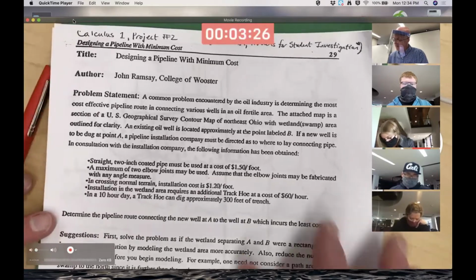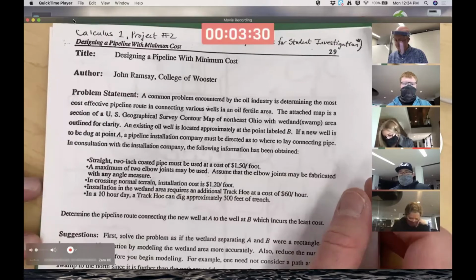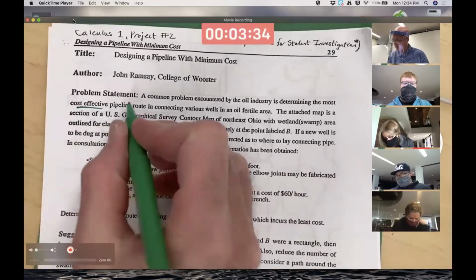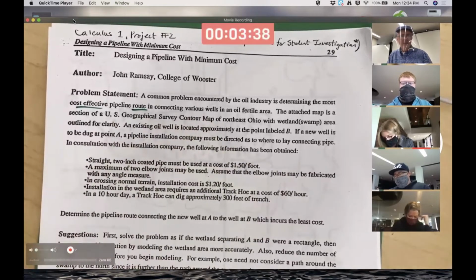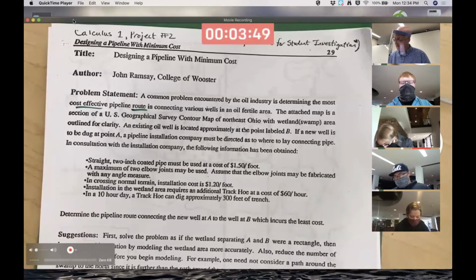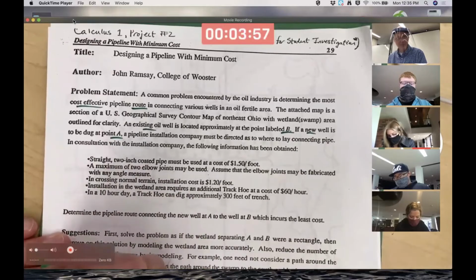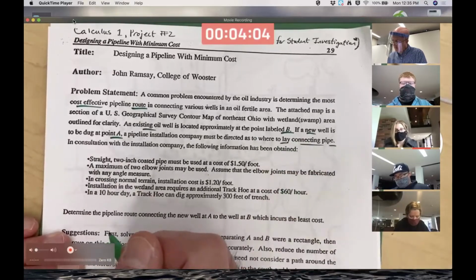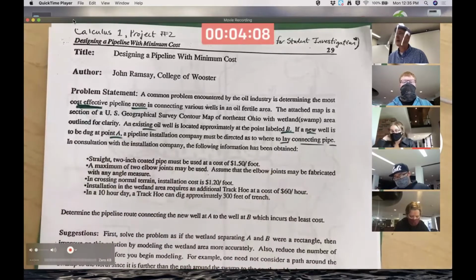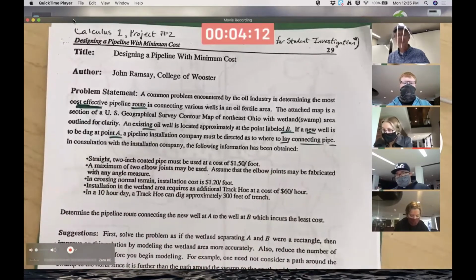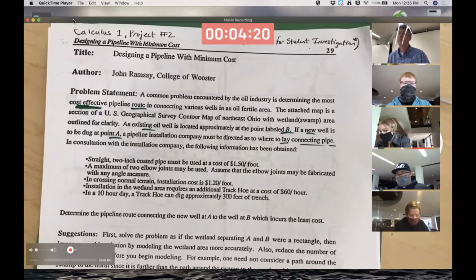So here's the problem statement. A common problem encountered by the oil industry is determining the most cost-effective pipeline route, in connecting various wells in an oil field area. We've got a map that we'll look at in a second of Northeast Ohio with a wetland or swamp area outlined for clarity. An existing oil well is at location B, and a new oil well is going to be dug at point A. The pipeline installation company must be directed as to where to lay the connecting pipe, again, to be most cost effective. Now, of course, in real life, you have to think about environmental impacts and that kind of thing. But assuming they've gotten approval from the state to lay the pipeline whichever way they want through the wetland, then we can try to solve the problem mathematically.